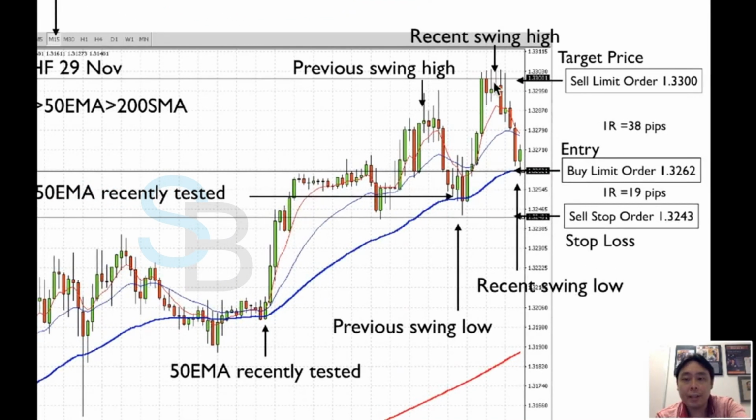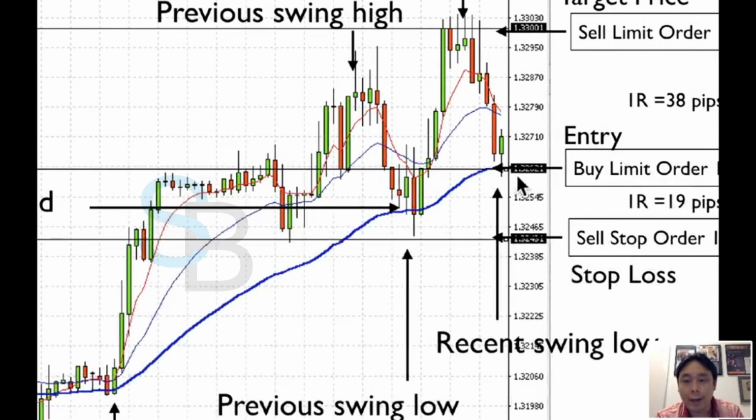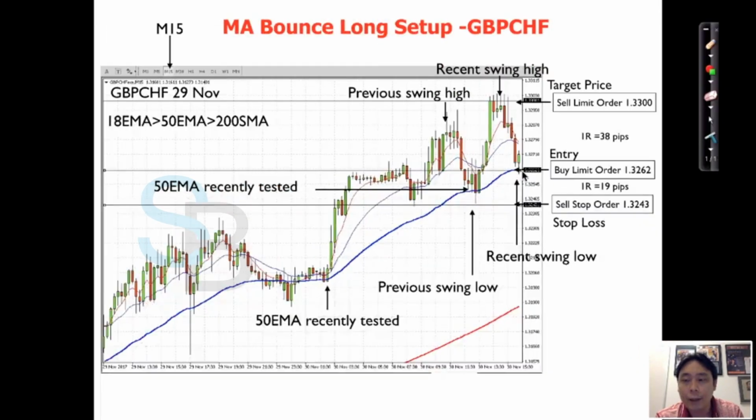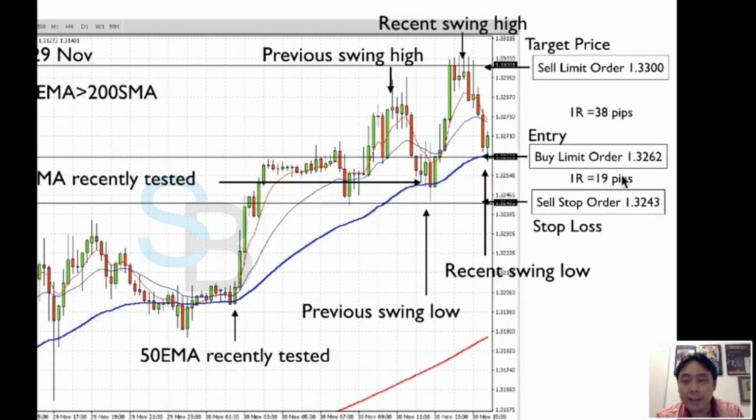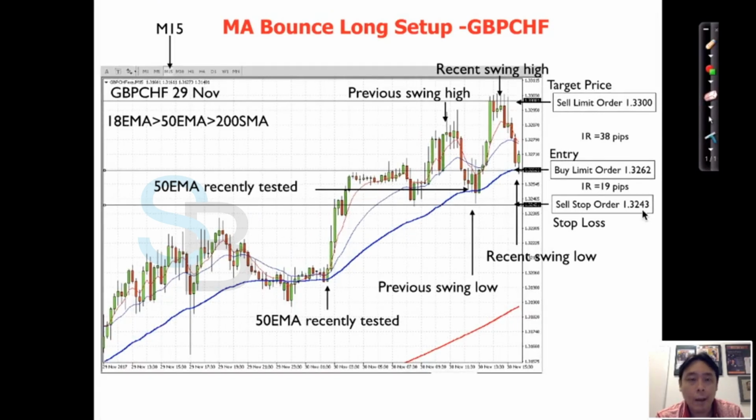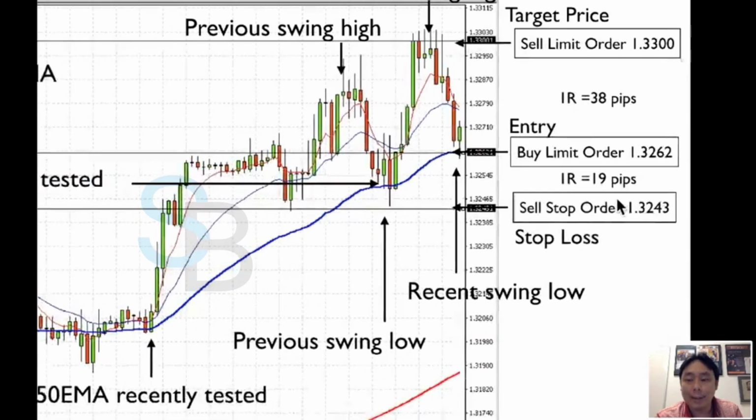Okay, so as the price is coming down, I place a buy limit order right at that price, at the 50 EMA, which happens to be 3262. And I place my stop loss, in this case 19 pips away, at 3243. Now you may ask, why 19 pips? Why not 8 pips in this case? Well, first of all, notice that this is a pound pair. So for pound pairs, it must be at least 12 pips, right? At least 12 pips.